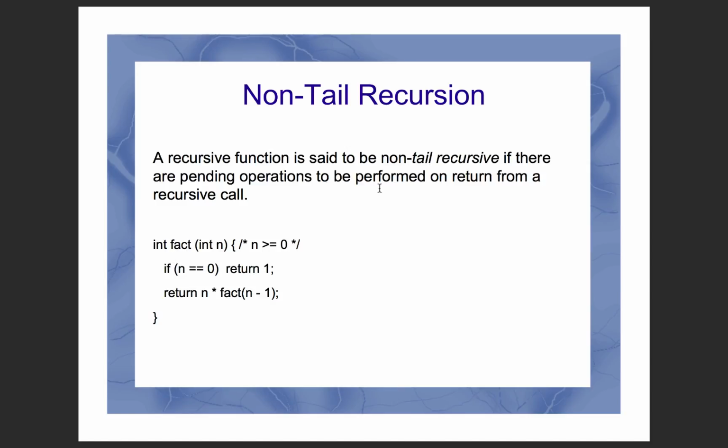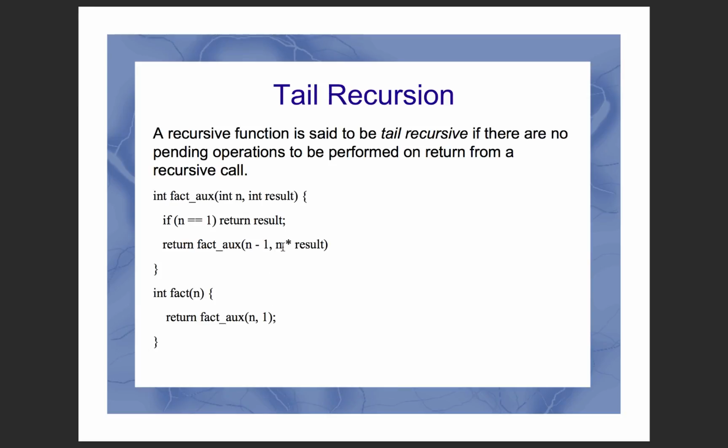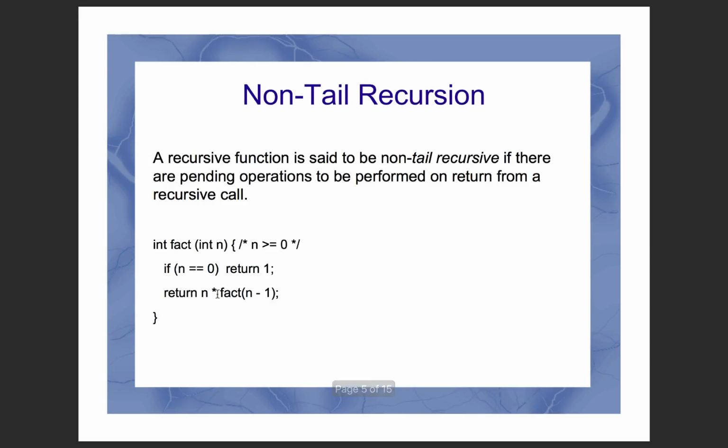If there are pending operations to be performed on return from a recursive call, then we call it a non-tail recursive method. So this is a factorial method. It takes an n value. If n equals 0, return 1. This is the base case, and this is the recursive portion. You can see that the n multiplication happens after calling n minus 1. In the previous one, you saw that this is happening inside the function call. However, here this multiplication is happening outside of the function call.